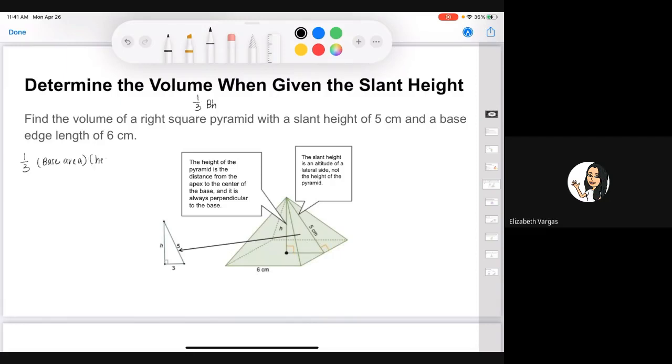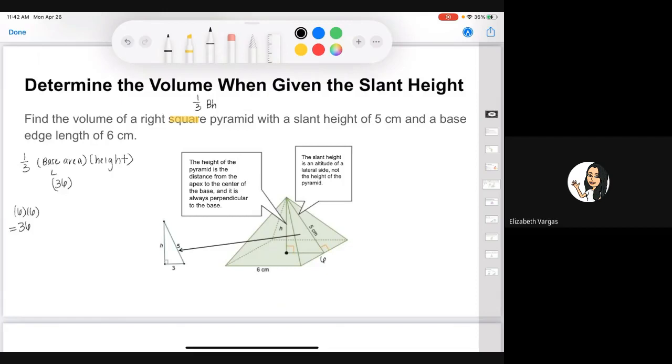Just a reminder that your base area equation will change depending on what kind of base you have. And so here we have a right square pyramid. So we have a square. We can identify the area of the square by taking length times width. In a square, all the sides are equal to each other, so 6 times 6. 6 times 6 is 36. So that would be my base area.